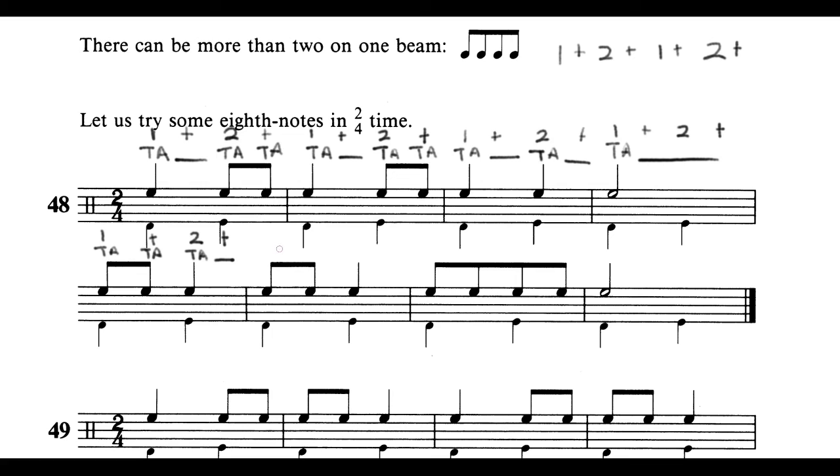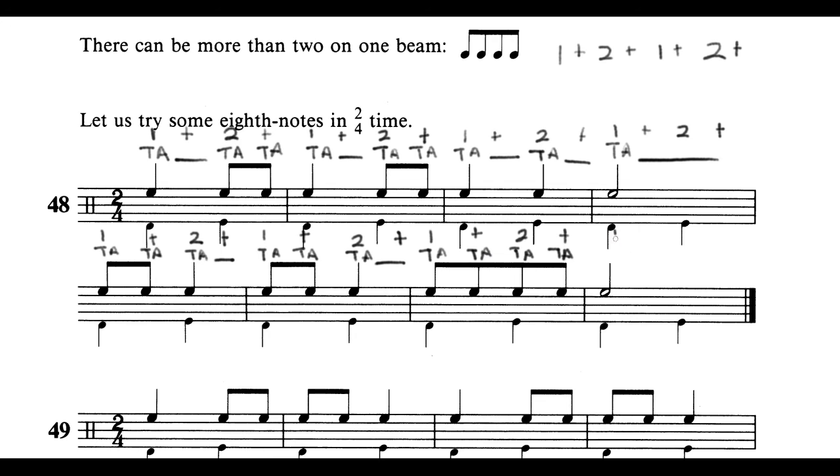And then the second measure is an exact duplicate of that. 1 and 2 and. So ta, ta on the and of 1, and then I'm going to hold the ta for 2 and on the quarter note. The third measure of the second line has 4 eighth notes in a row. 1 and 2 and. So I'm going to say ta, ta, ta, ta.